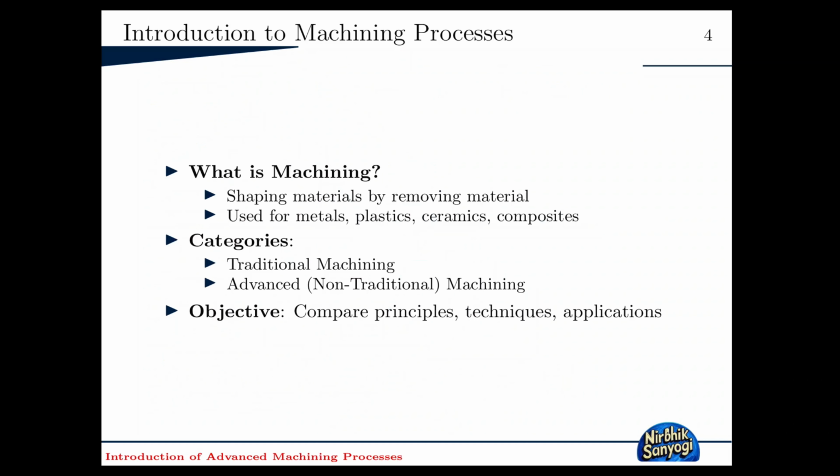Machining is like shaping materials by removing material. That's the basic definition of any machining process. You want some desired shape of a particular material, and you have to do that by removing material. That is called machining. It's mostly used for metals, plastics, ceramics, and composites. And there are two broad categories of machining process. One we call traditional or conventional machining process, and the other one is advanced or non-traditional machining process.